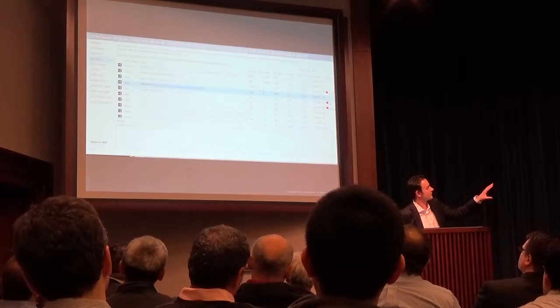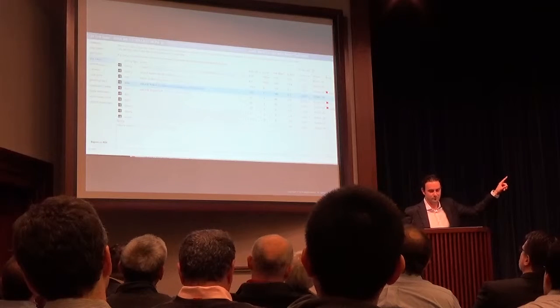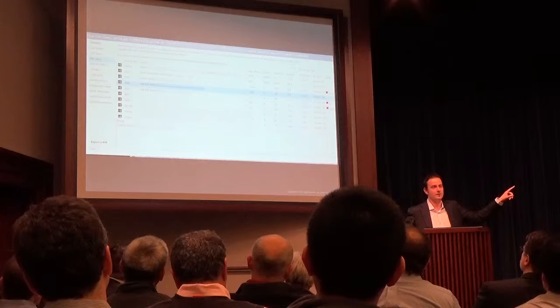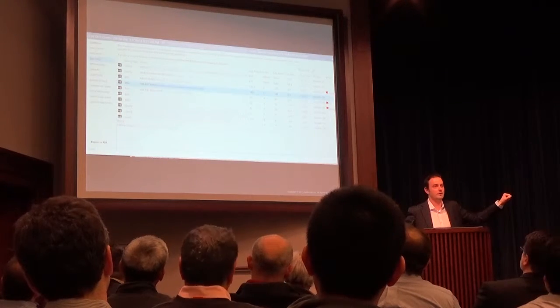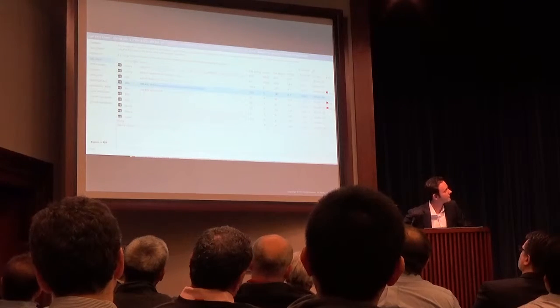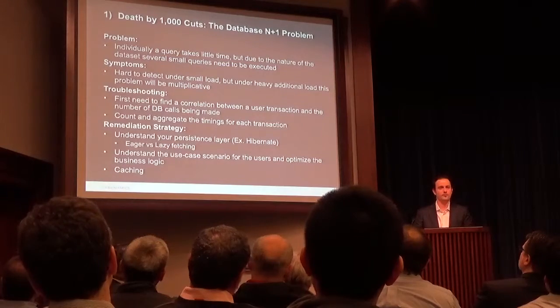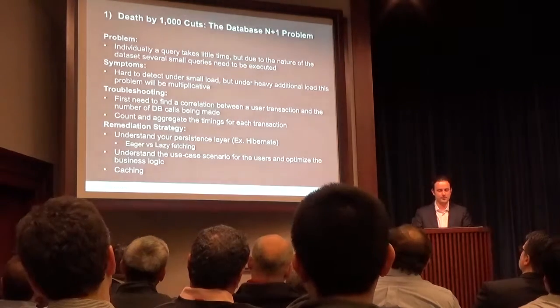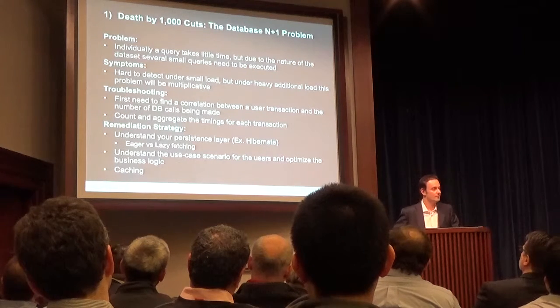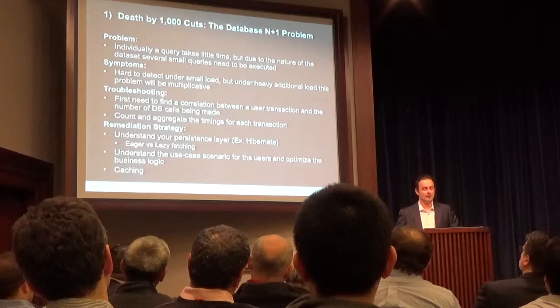In one transaction, it's executing 76 SQL calls. At the very top, there's a SQL select statement that on average takes half a millisecond to execute, but it takes a total time of 5.5 seconds to complete. The reason for that is, if you see there, it's actually executed 10,000 times. So the very first topic I'm going to talk about is the death by 1,000 cuts, the database N+1 problem. Individually it takes little time, but because it's executed many times, it's going to have a bigger impact on your application.